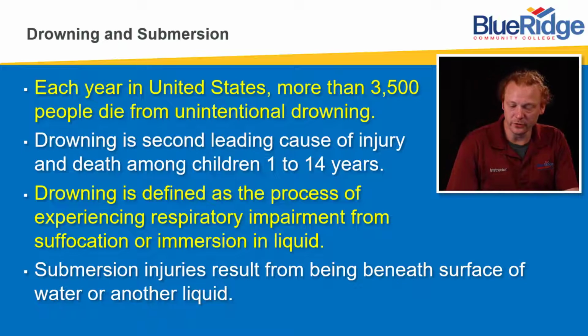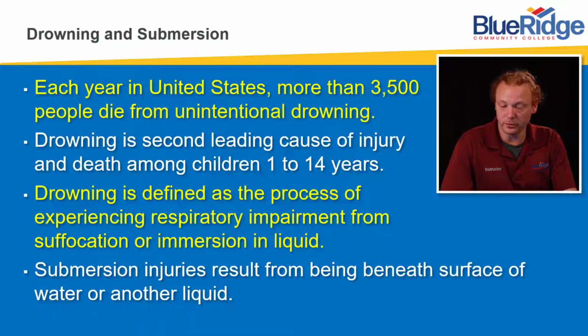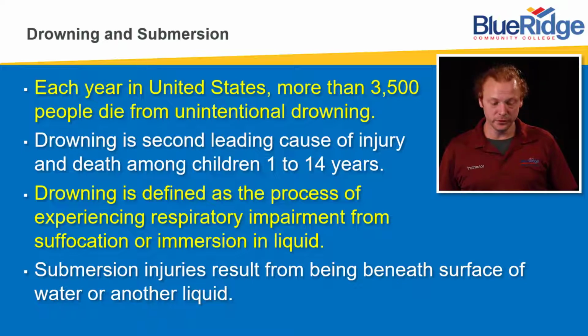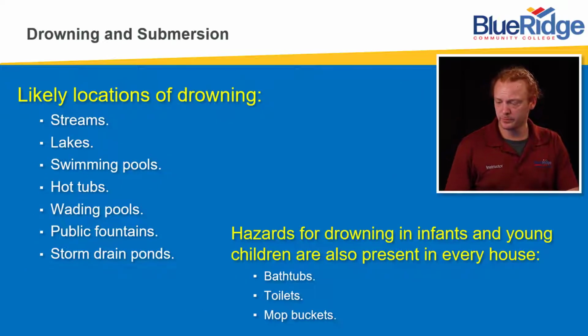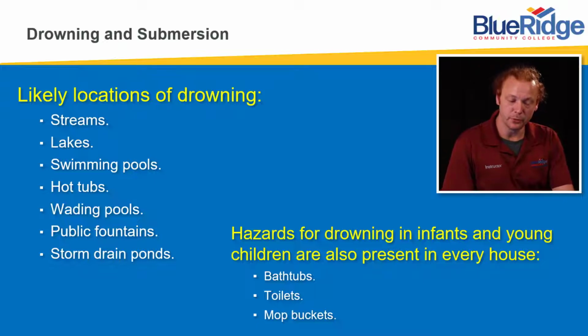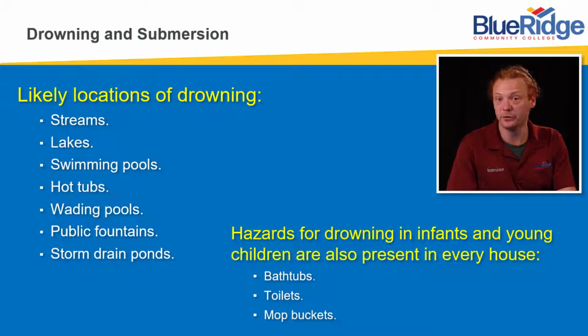Submersion injuries result from being beneath the surface of the water or other liquid, and likely locations of drowning include streams, lakes, swimming pools, hot tubs, just to name a few. Wading pools, public fountains, and storm drain ponds. Hazards for drowning in infants and young children are presented in every household. Bathtubs, toilets, mop buckets. Young children can drown in liquids as shallow as 6 inches, sometimes even less.